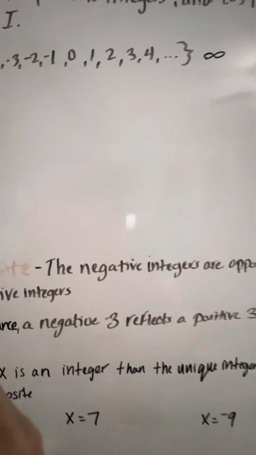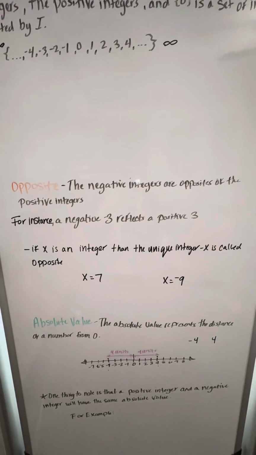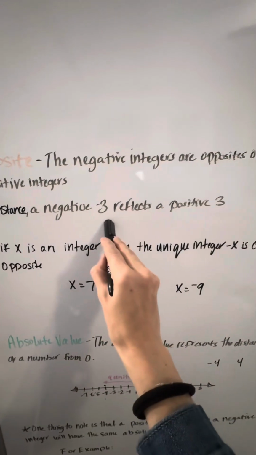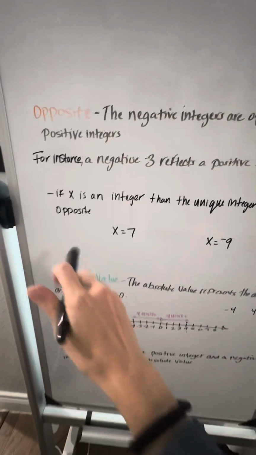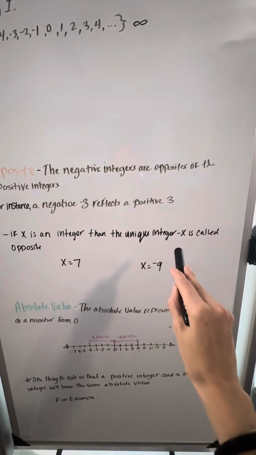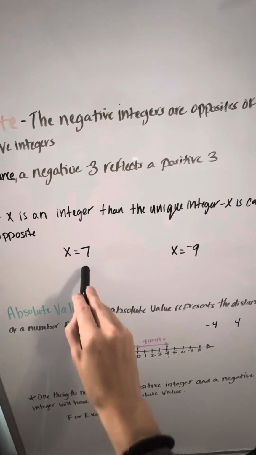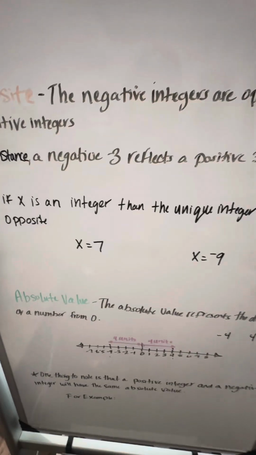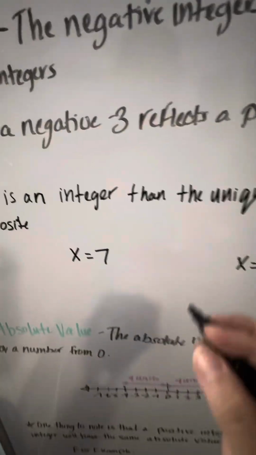Now, next we're going to talk about opposites. The negative integers are opposite of the positive integers. For instance, a -3 reflects a +3. If x is an integer, then the unique integer -x is called its opposite. So we have two examples I'm going to give you right here. We're basically going to convert these from negative and positive and make it a unique integer.